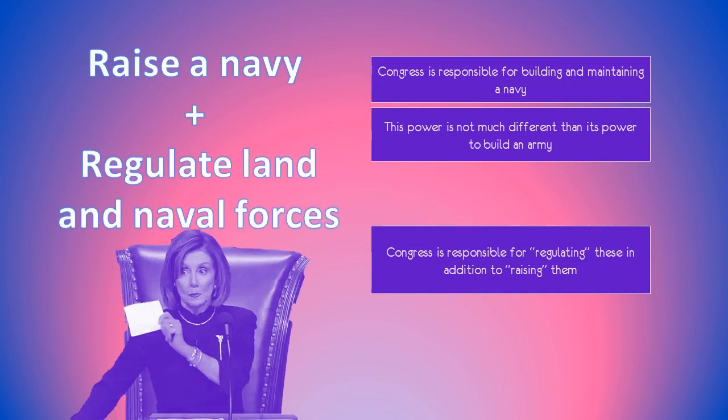The next item for Congress in Article 1, Section 8 here is they have to raise a navy. It's a separate thing here. So Congress is responsible for building and maintaining a navy. Same as what they do for an army. It's up to them to get supplies, people, all that kind of stuff. But added on here, it's up to them to regulate the land and naval forces. So this gives Congress the power to make laws about how the Navy and Army will operate. So maybe those are regulations and laws about who can serve, how they can act, all that kind of stuff.